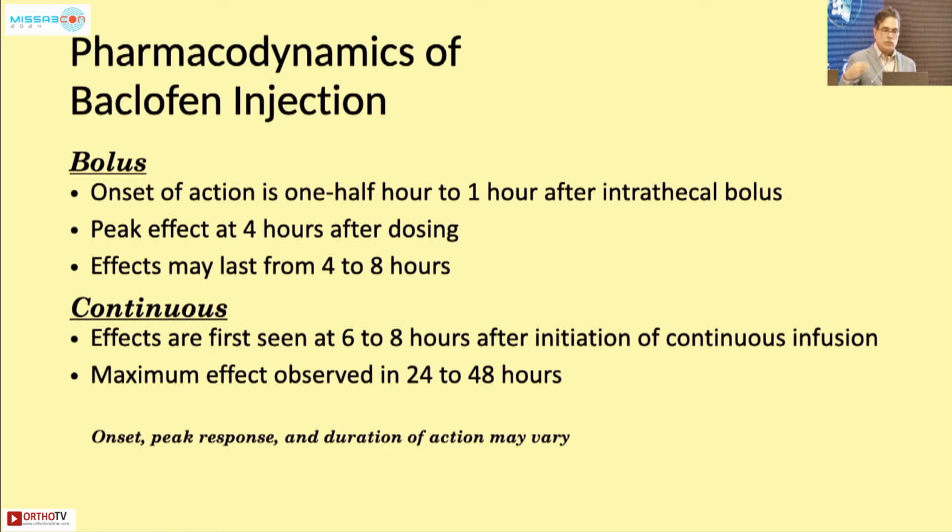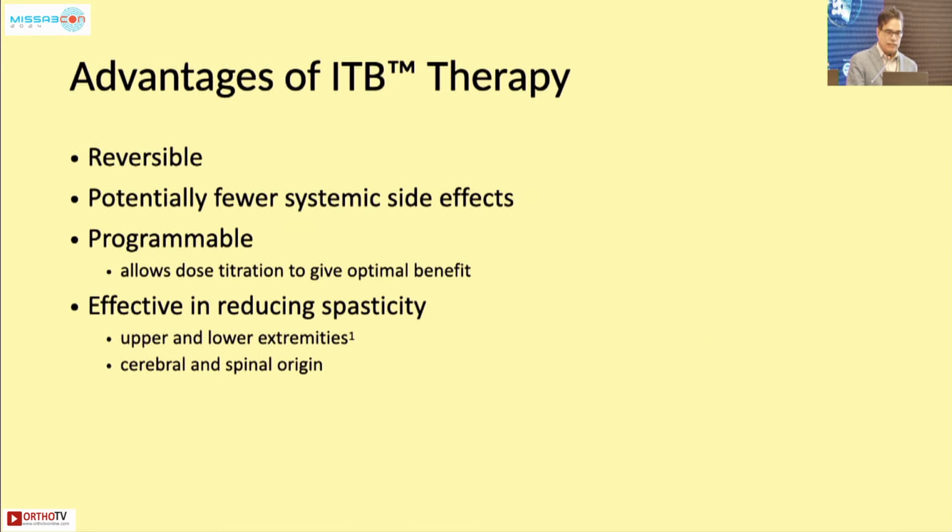The pharmacodynamics we are interested in is for the continuous infusion. It takes a little longer to act, 6 to 8 hours, and its maximum effect is observed in a day or two, 24 to 48 hours. Why ITB therapy? Why not do things like selective dorsal rhizotomy, peripheral neurectomies? ITB's main selling point is that it is reversible and potentially fewer systemic side effects.